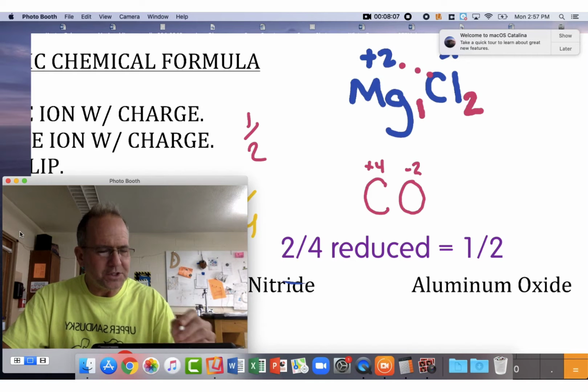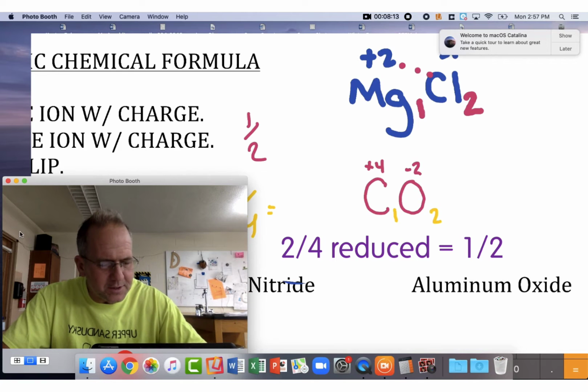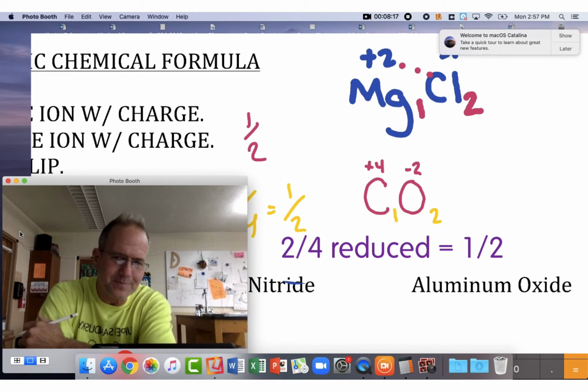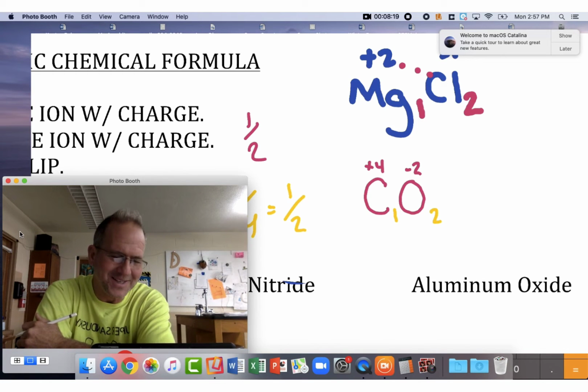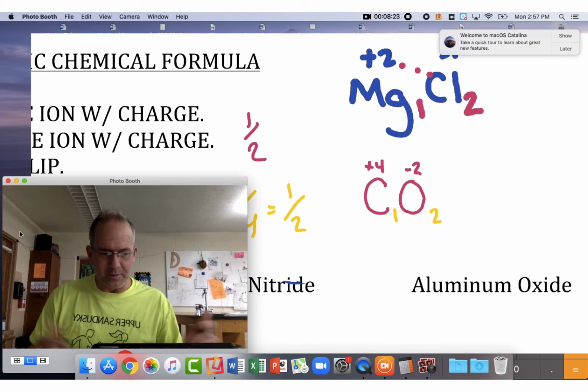Okay, it has to change to a simpler form. So it was 2 and 4, so we're going to change it to 1 and 2. Just the same way you would reduce a fraction. Okay? That's pretty much it. That is all writing formulas is.